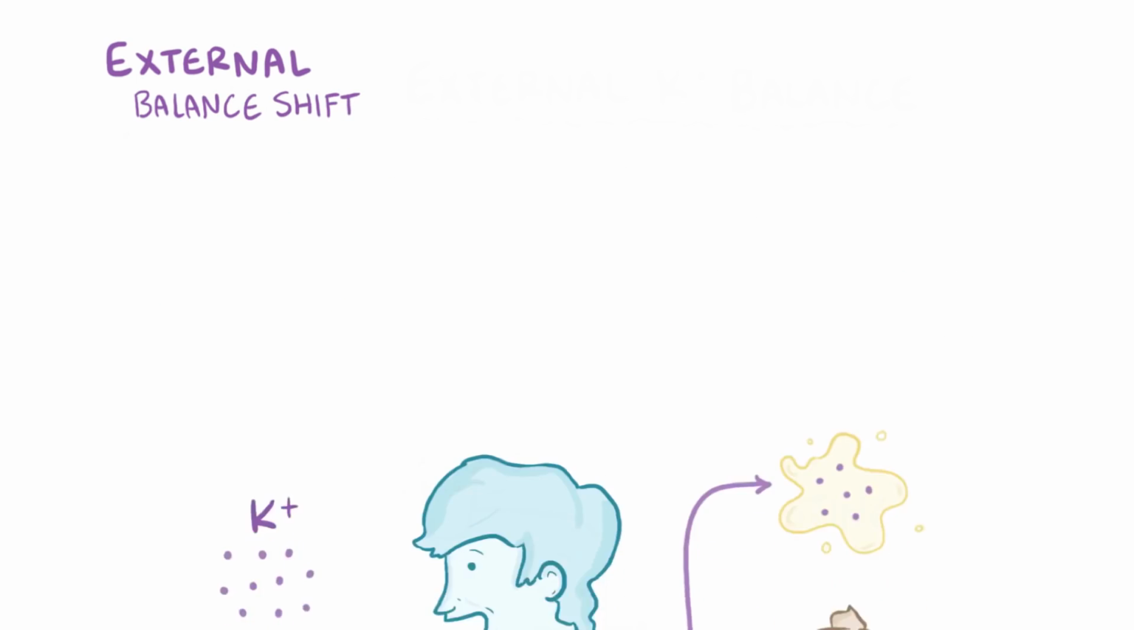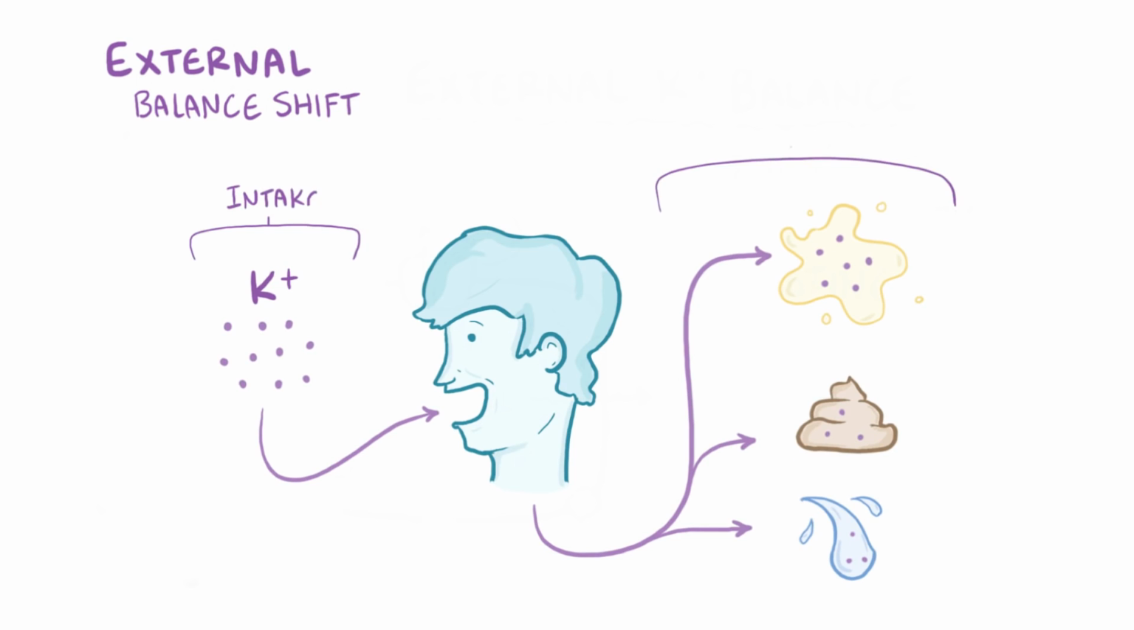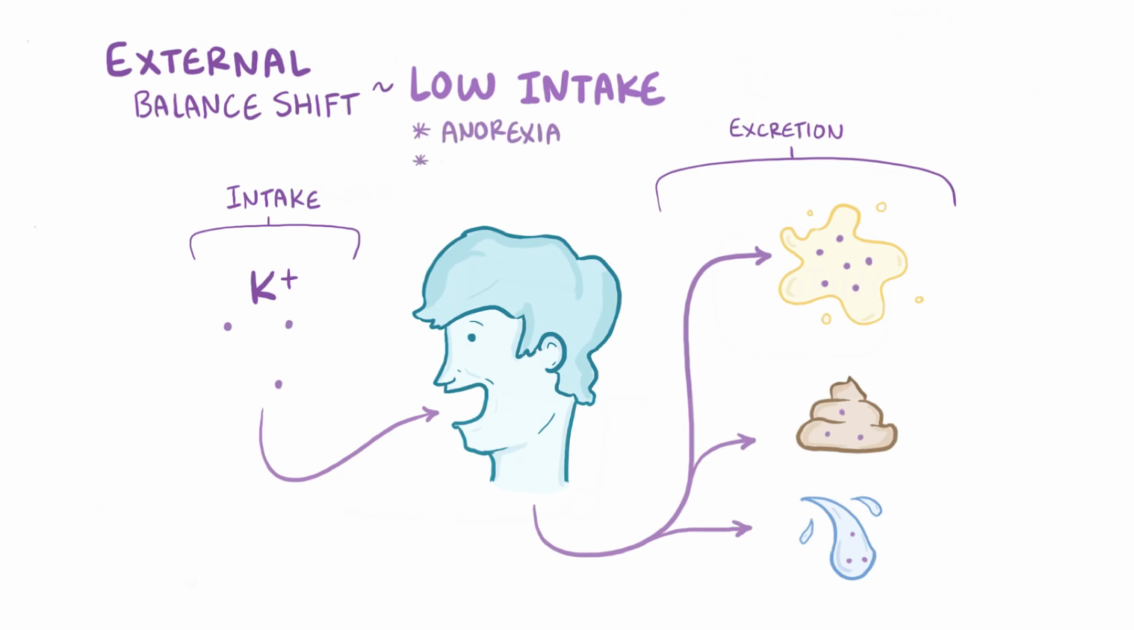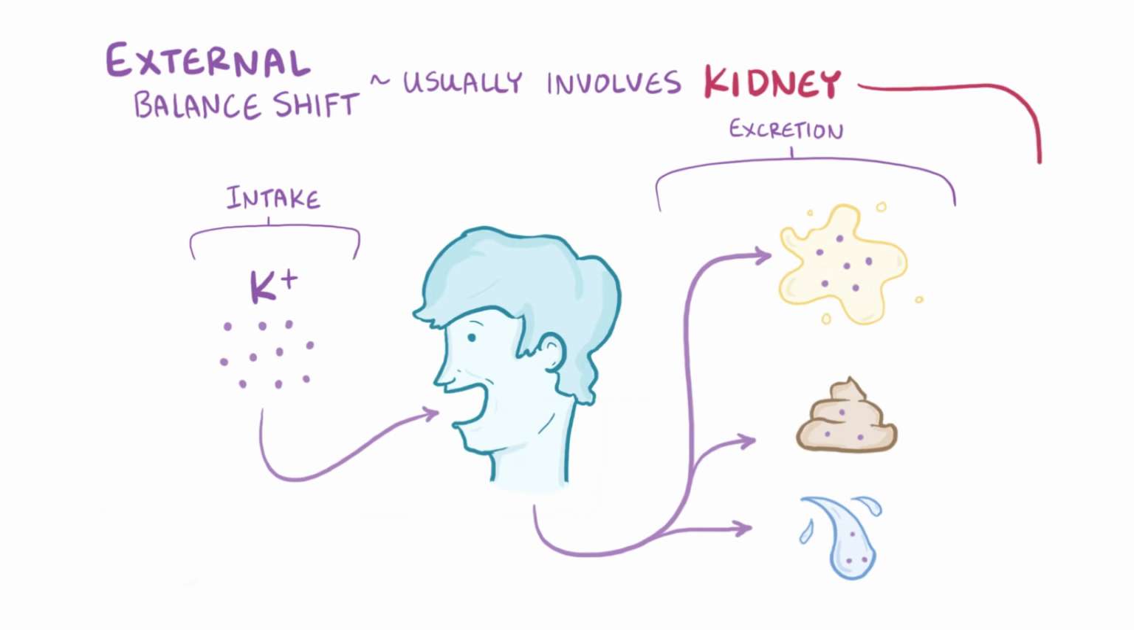Alright, on to external potassium balance shifts resulting in hypokalemia, which has to do with potassium intake or excretion. With regards to intake, simply not taking enough potassium in can lead to hypokalemia, like in the case of anorexia, prolonged fasting, or specific types of diets. Most other cases, though, have to do with the kidneys and their ability to regulate what stays in the blood and gets excreted into the urine.